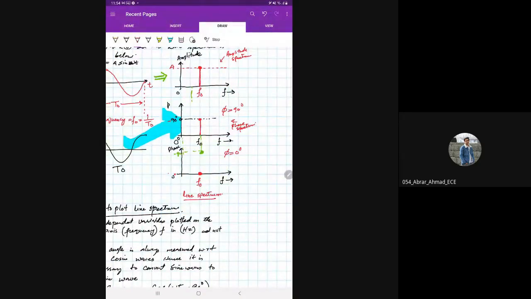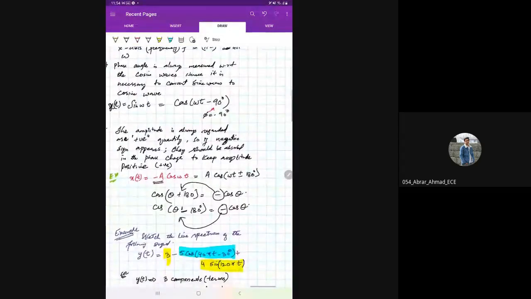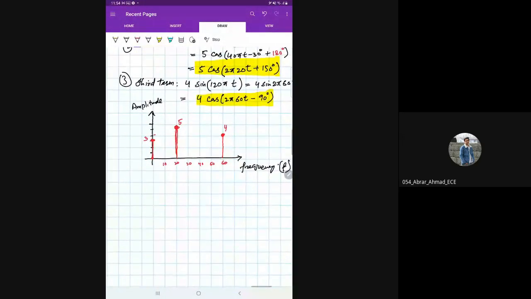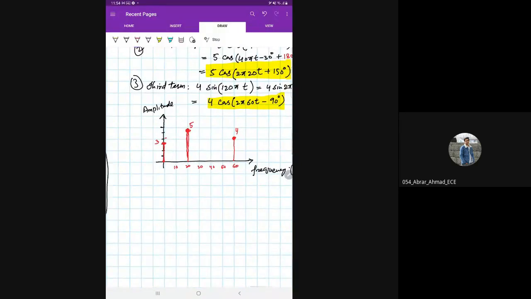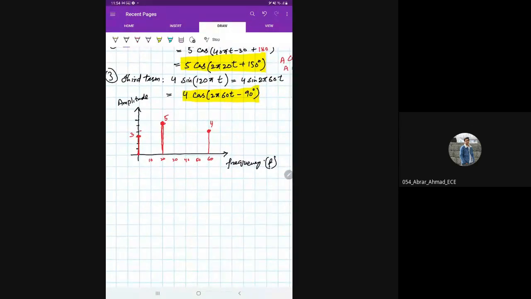So line spectrum has two parts. One is amplitude spectrum, another is phase spectrum. So we'll try to find out now what is the phase spectrum of the signal. Okay. And I'll ask my students to help me in drawing the phase spectrum.